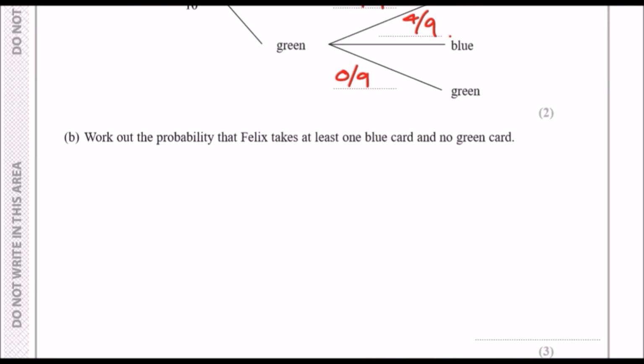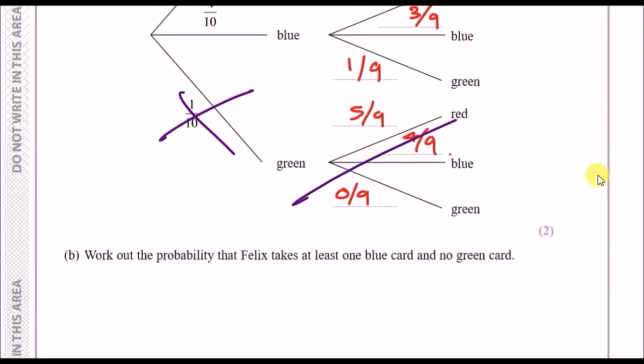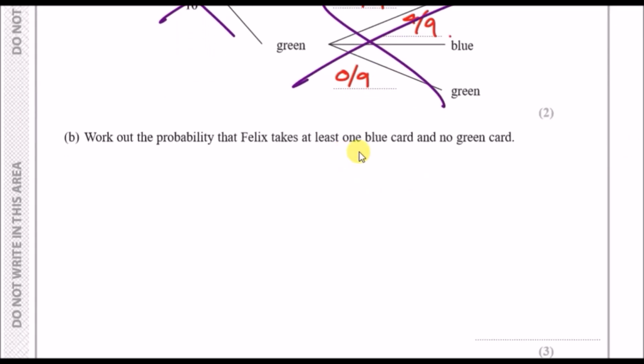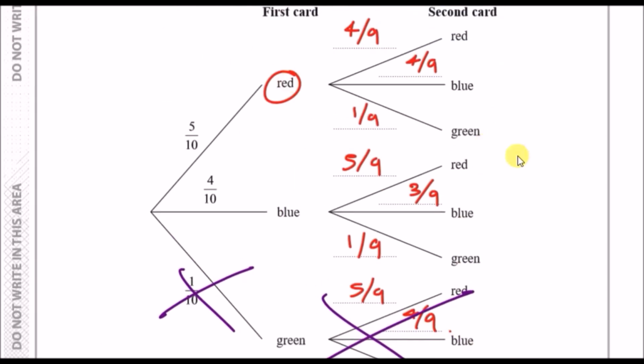Okay, now work out the probability that Felix takes at least 1 blue card and no green card. Okay, so these kinds of ones can really make you stumble. So what this really means is that in your selection of cards, you must not firstly have any green at all. So this means that the green route is out. Okay, we're not going there. Now, secondly, to get at least 1 blue card, this means that we have to either have blue in the first set or blue in the second set. And of course, once again, green is out. So these values are all out. So we can't go there.